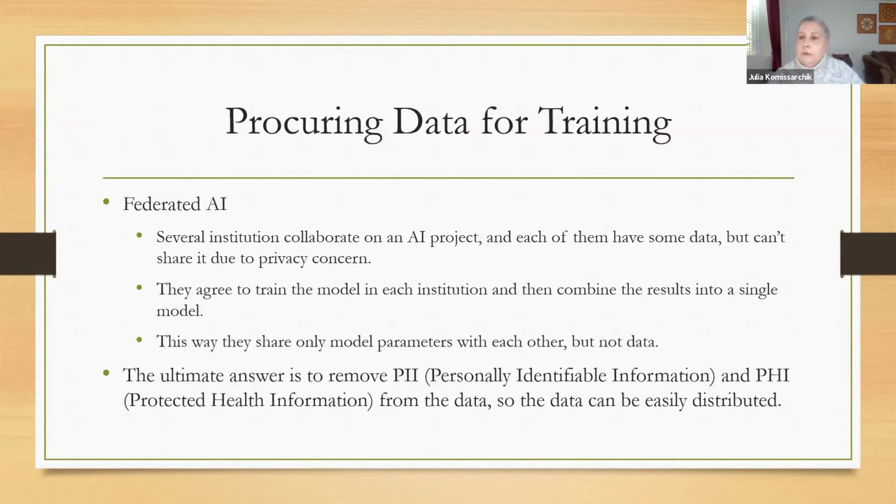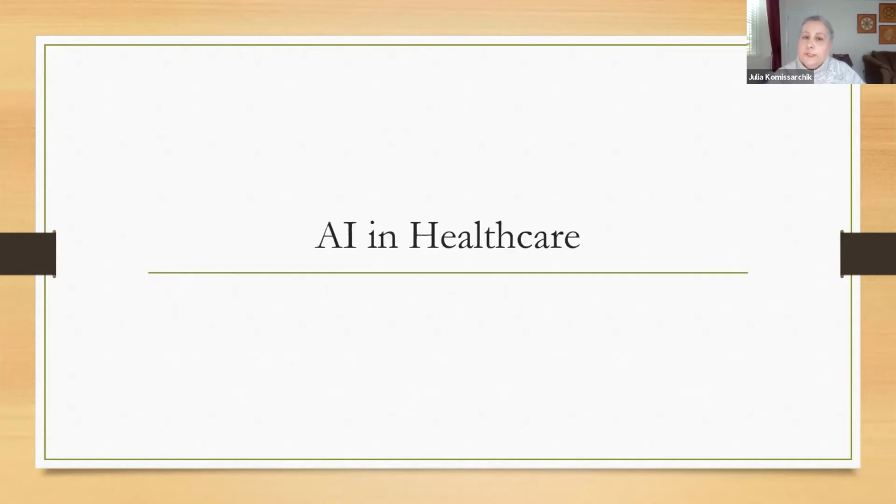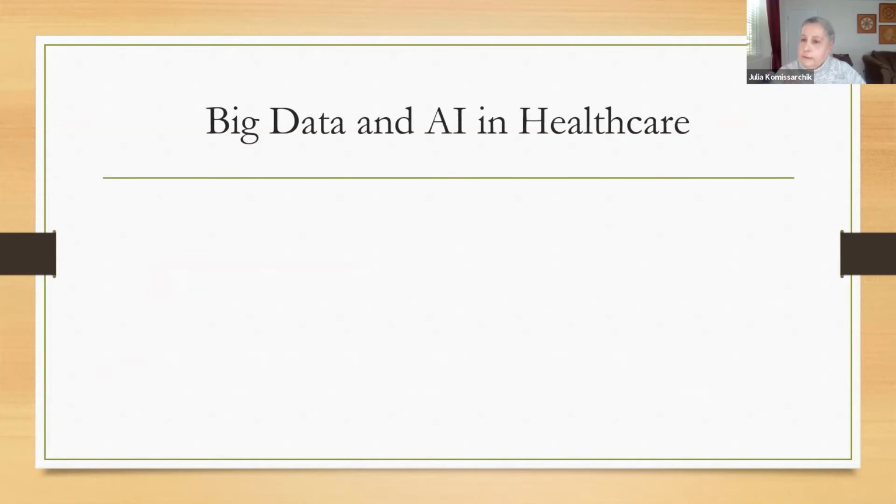So, there are quite a few different verticals that AI is working on. What we wanted to focus on is our vertical, which is healthcare. So big data, let's talk about examples. So, big data and AI in healthcare.